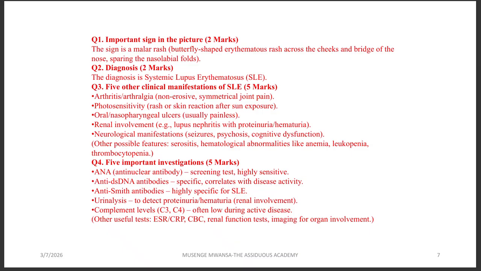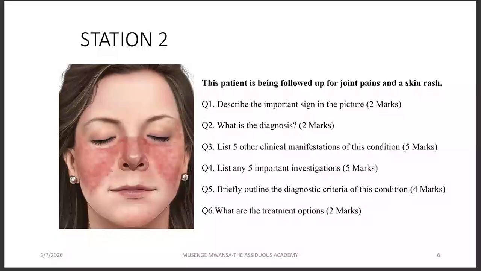So you can do renal function tests, kidney function tests, liver function tests, because there are many different complications. For all those complications, you just want to see if that organ has been involved. So you will do investigations depending on that. And then briefly describe or outline the diagnostic criteria. Anyone who can tell us about the diagnostic criteria for lupus?